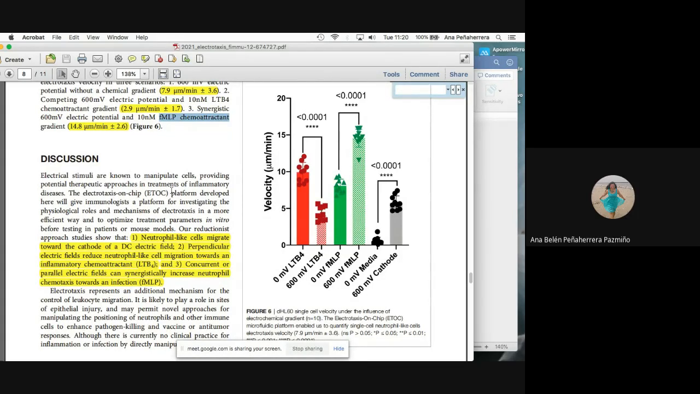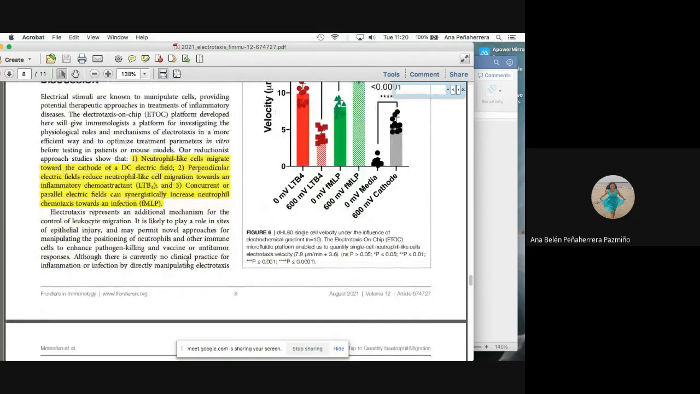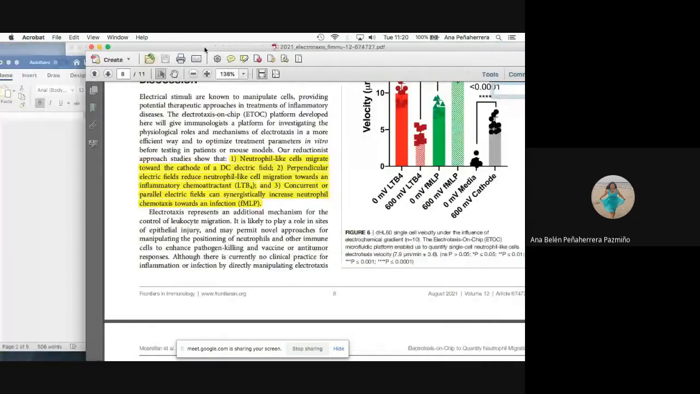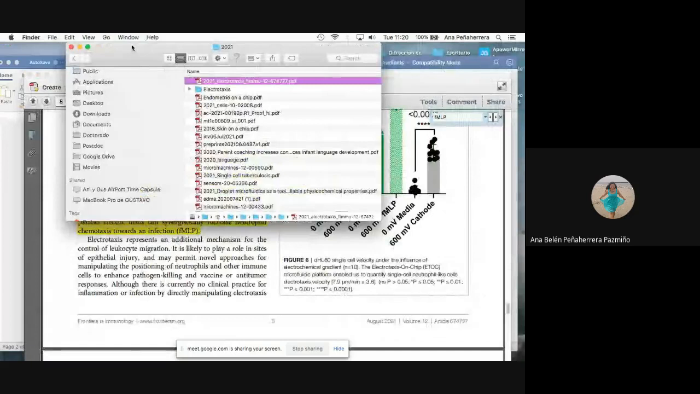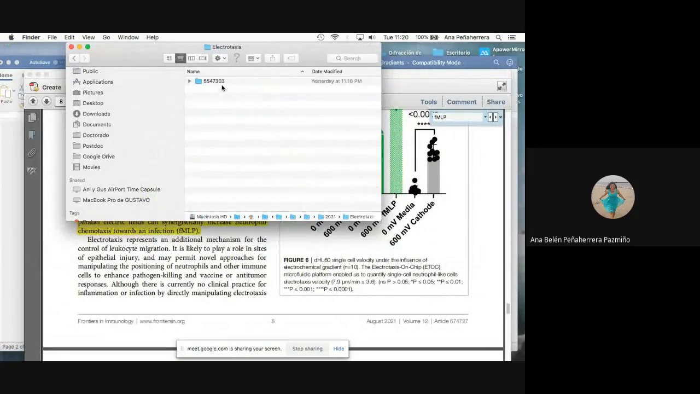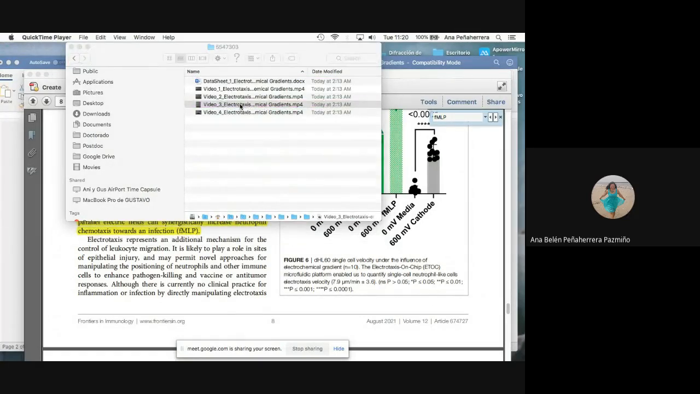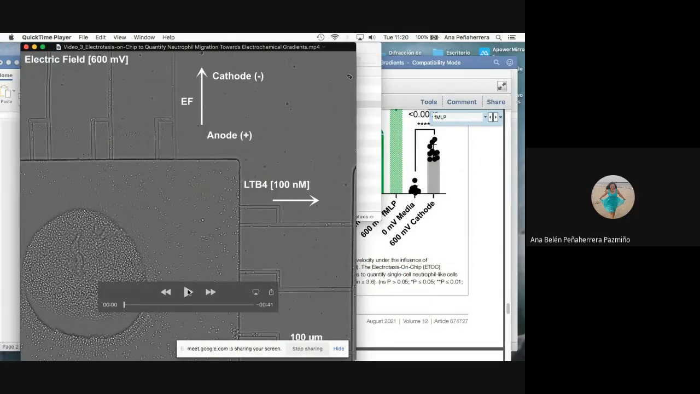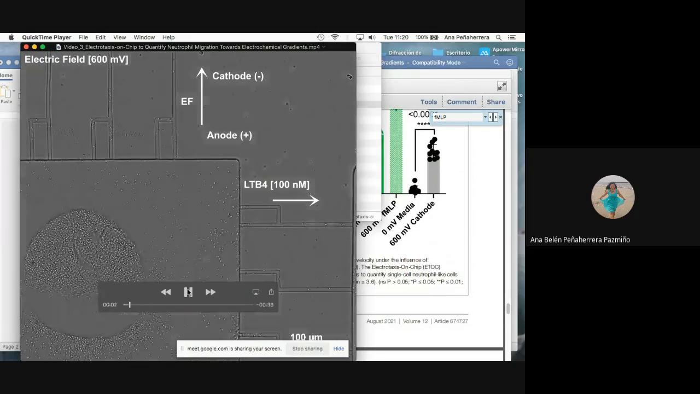So this could be a treatment to study how to facilitate the migration of cells in a direction that we want or not. I wanted to show you a video, but I think my time is over. So you can watch the supplementary videos. I'll just show you one. Sorry that I have used more than the time that is allowed.